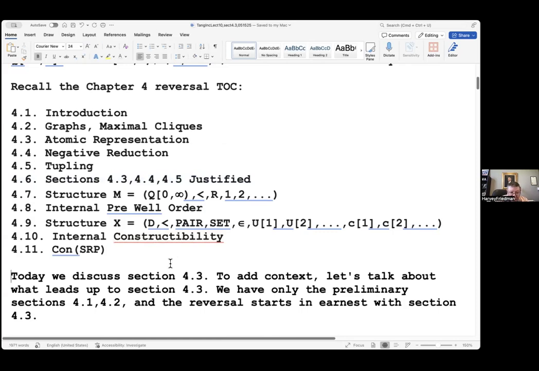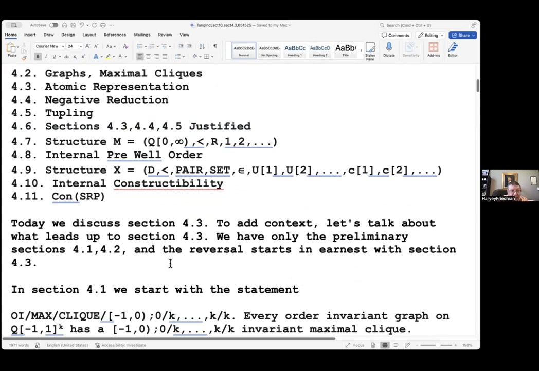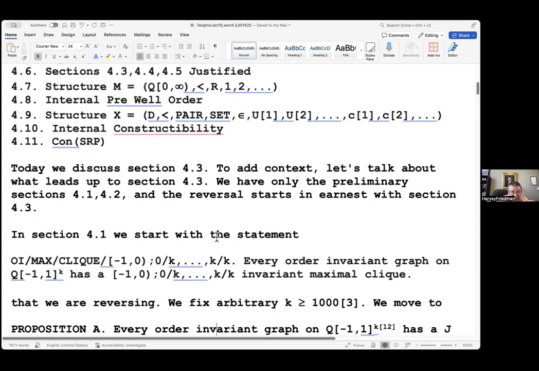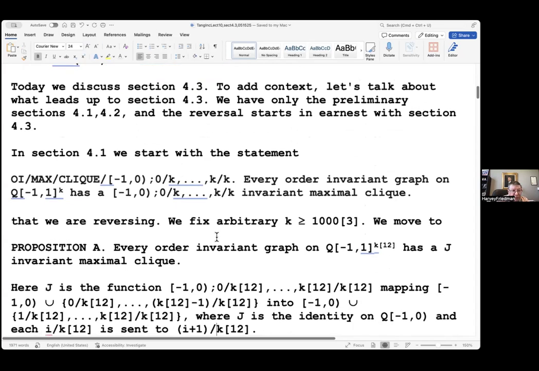So today we discussed 4.3. And it's in 4.3 that the reversal starts in earnest. 4.1 and 4.2 are infrastructure stuff, set up to prepare us to begin the reversal. So this is really the beginning of the reversal, the section we're talking about today. Now we have to talk a little bit about what leads up to section 4.3. Otherwise, it won't make good enough sense. So we have only the preliminary sections, 4.1, 4.2, and the reversal starts in 4.3.